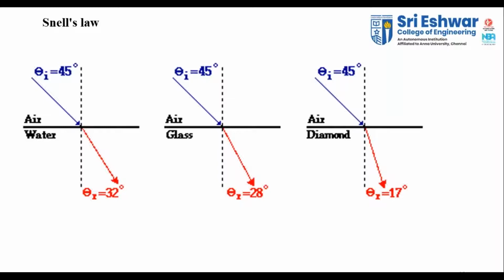So for water, the angle of refraction is 32 degrees. The angle of refraction for glass in this example is 28 degrees, and diamond is 17 degrees. So depending upon the medium, the angle of refraction and the speed of the light also change.